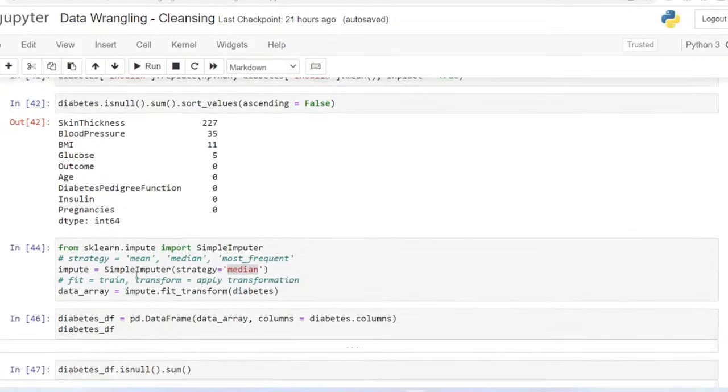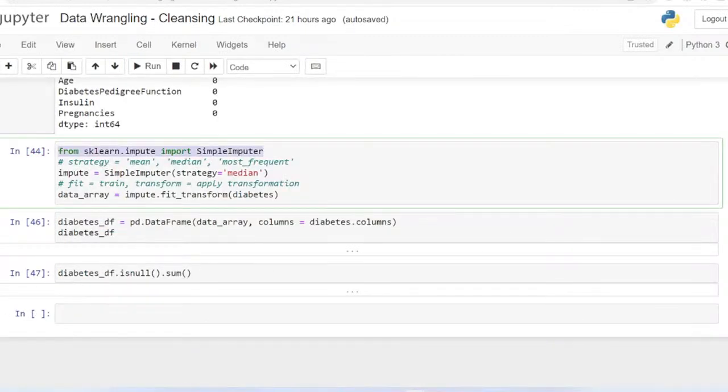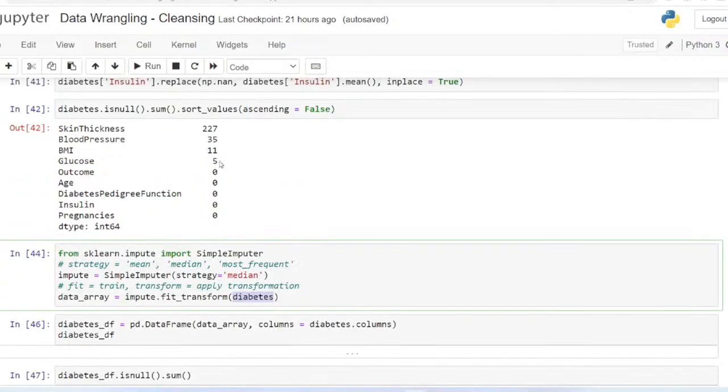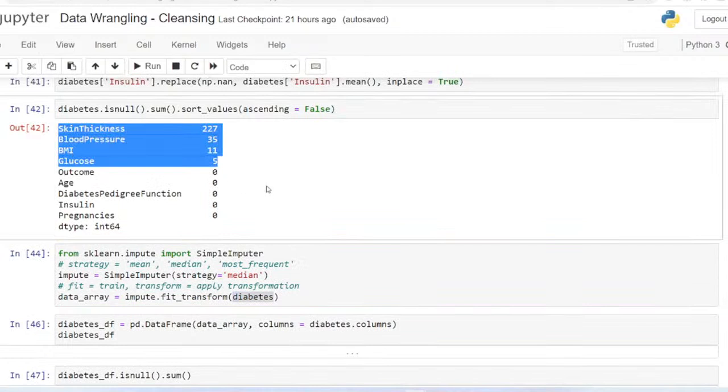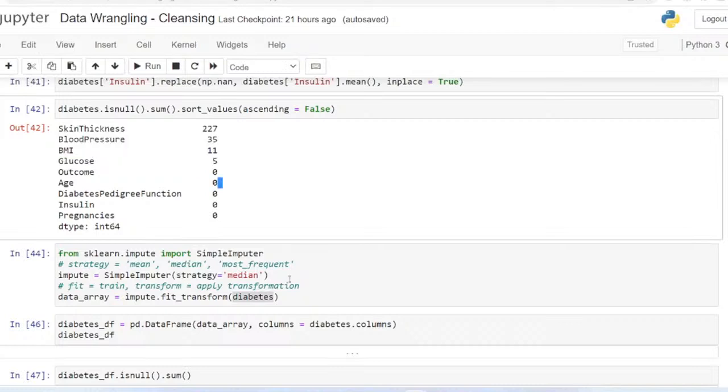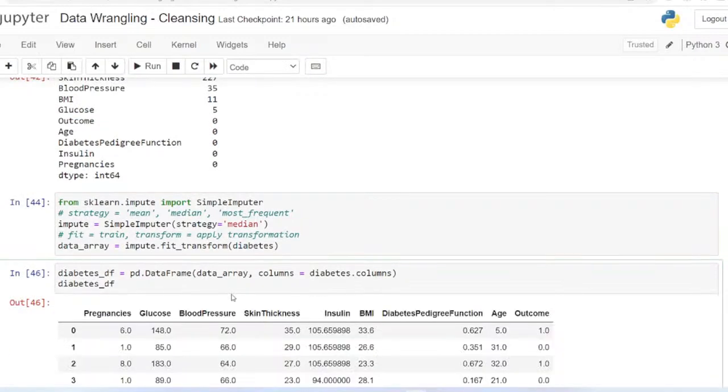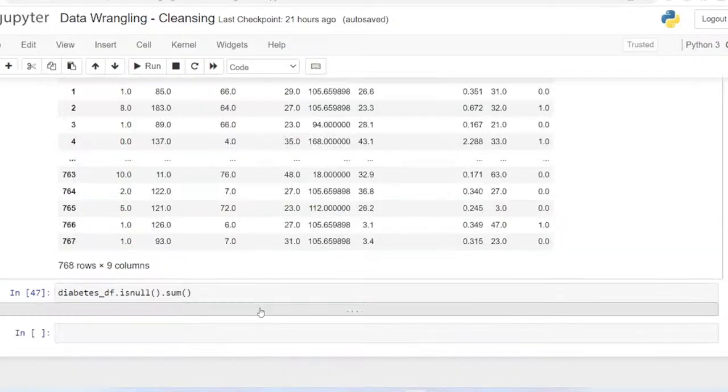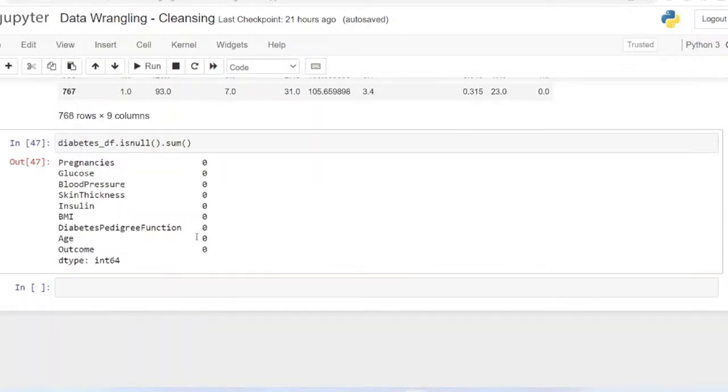Line number 44 is having just a simple package named SimpleImputer, and we are applying the strategy median, targeting to transform our diabetes columns. Which columns will be targeted? These columns. The imputer only targets those columns which have missing values. Others will remain unaffected. So we will simply apply the transformation, and with this, our missing values will be gone.